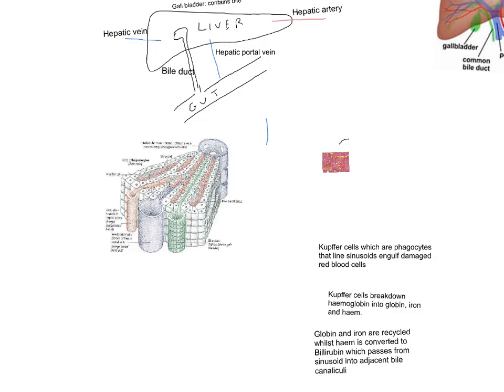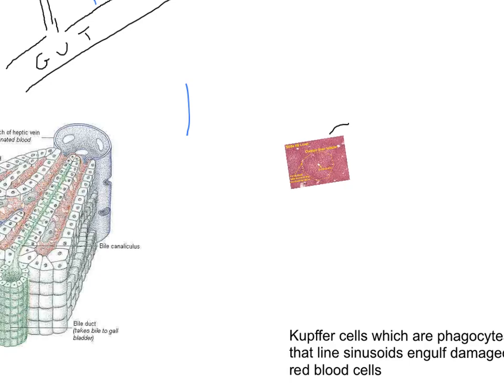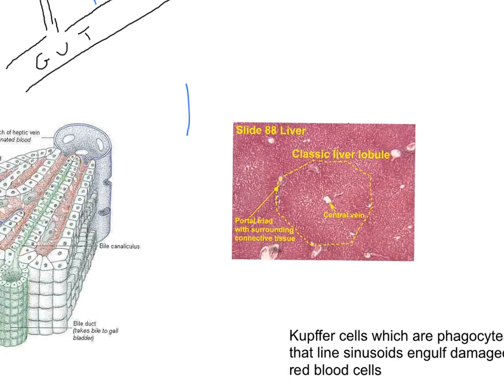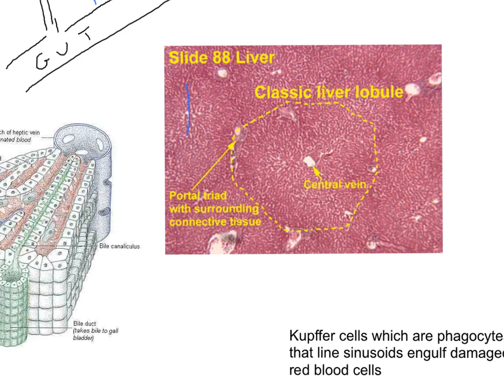If I look at the liver under a microscope, what I can see is it's broken down into what we call a functional unit, which we call a liver lobule. So this thing that I'm circling with a cursor at the moment is what we call a liver lobule.